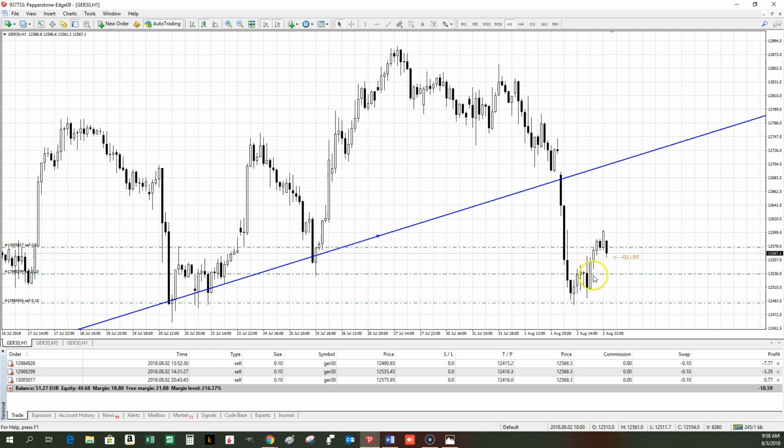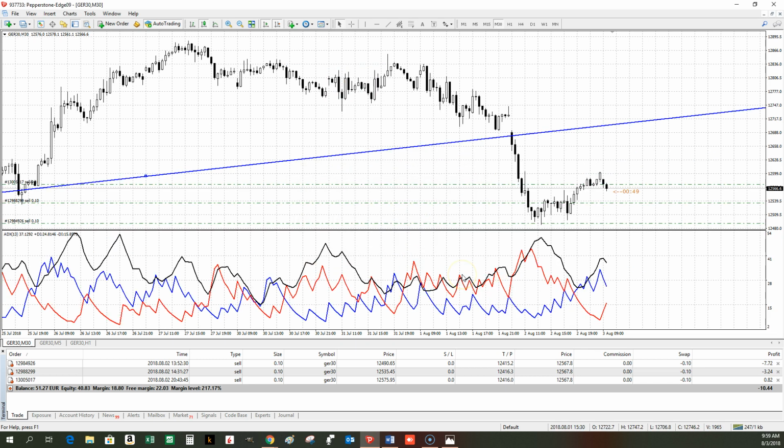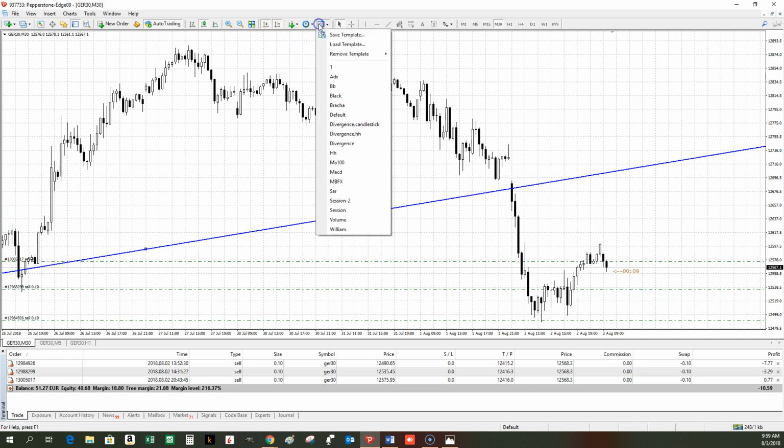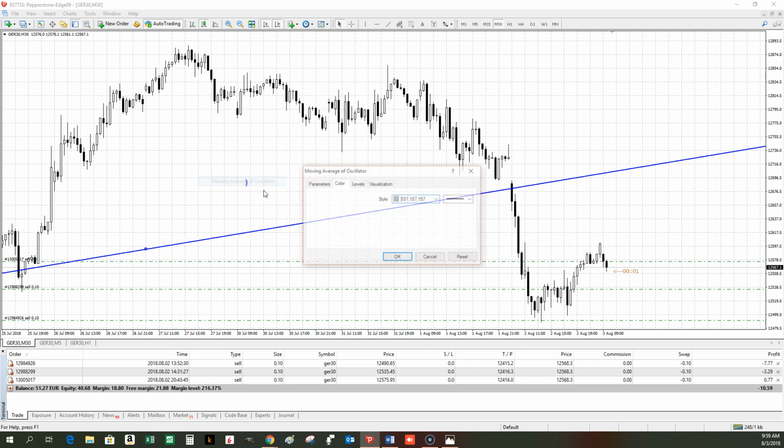So right now, what I hope is that we're going to have a breakout of this wave, this up wave like this. Let's see if I add a moving average oscillator. This is the ADX. The ADX is going a little bit down. This is what I wanted, and you see the red line here is going up. So it's not bad. Okay, let's look at the moving average of oscillator, this one.